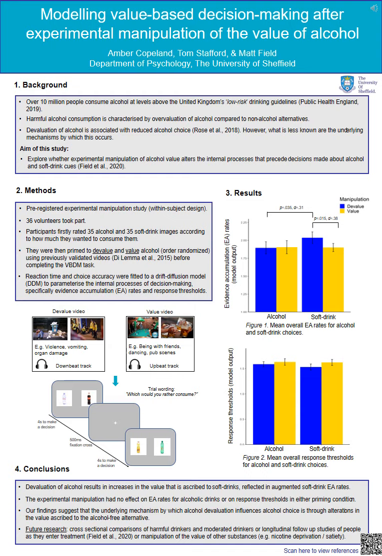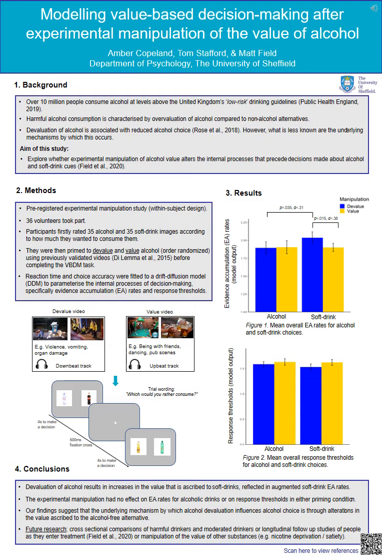In England alone, over 10 million people consume alcohol at harmful levels, and there is a robust body of evidence demonstrating that harmful alcohol consumption is characterised by overvaluation of alcohol compared to non-alcohol alternatives. We know that the value people ascribe to alcohol is sensitive to experimental manipulation, and that in particular, devaluation of alcohol is associated with reduced alcohol choice. However, what we currently know less about are the underlying mechanisms by which this occurs.